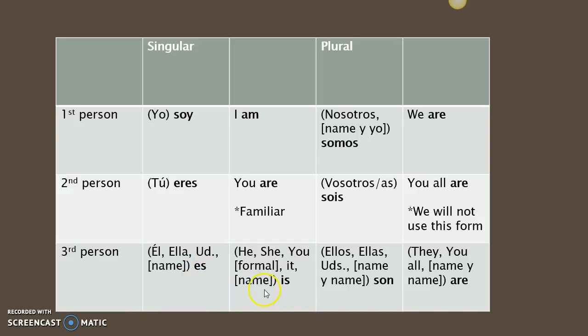The singular third person conjugation of the verb ser is es. In English, es means is. You can use any of the singular third person subject pronouns with this conjugation of the verb ser, or you can simply use one person's name.